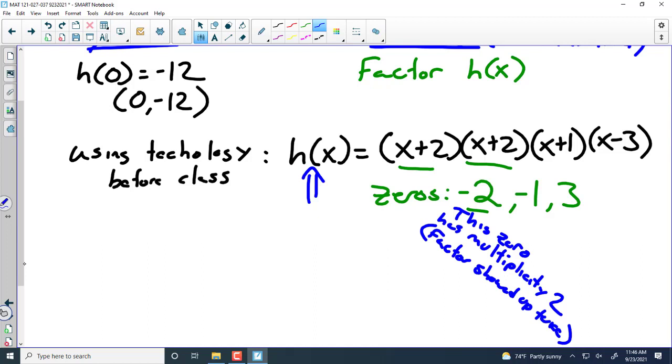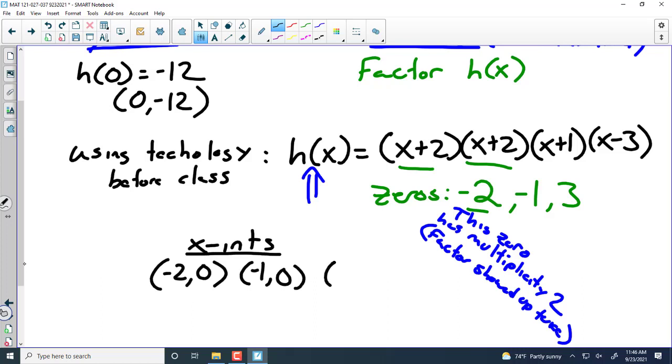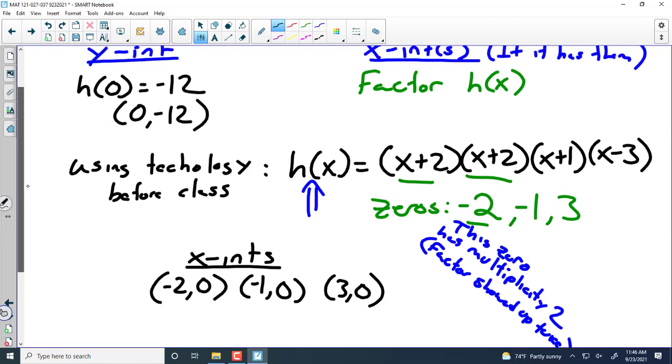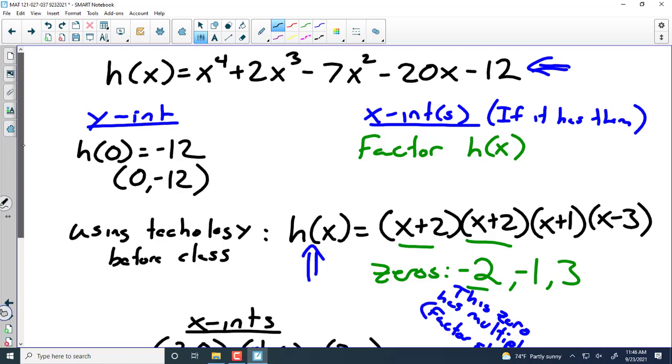Factors give us zeros. And if the zeros are real numbers, what else are they? Are they X-intercepts? Yes, they are. So our X-intercepts are (-2, 0), (-1, 0), and (3, 0). All right, so what I want you to be walking away from this part of the lecture with is, this is not easy. That's why we're going to spend some time learning it in class. Going from h of x equals x to the 4th plus 2x cubed minus 7x squared minus 20x minus 12 to h of x equals (x plus 2) times (x plus 2) times (x plus 1) times (x minus 3). That's not an easy thing.